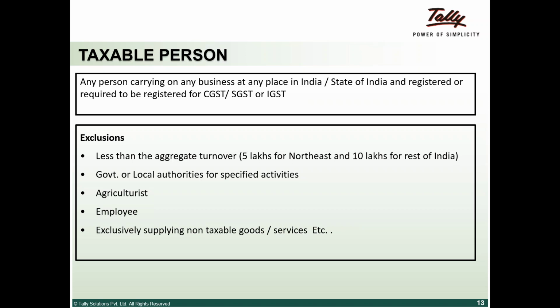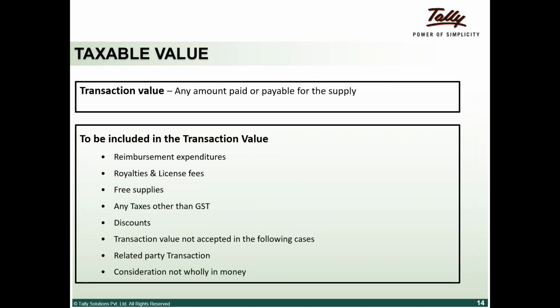So basically, if you think about it in the normal course, anyone who has more than 10 lakhs turnover becomes a taxable person. I think 98% of people will fall under this. In the Northeast, it's 5 lakhs. But if you're doing agriculture, there is an exemption. You're not a taxable person. Any agriculturist is out of scope. Employees are out of scope. So even if an employee's salary is more than 10 lakhs, he would not be a taxable person under GST. So that's about taxable person.